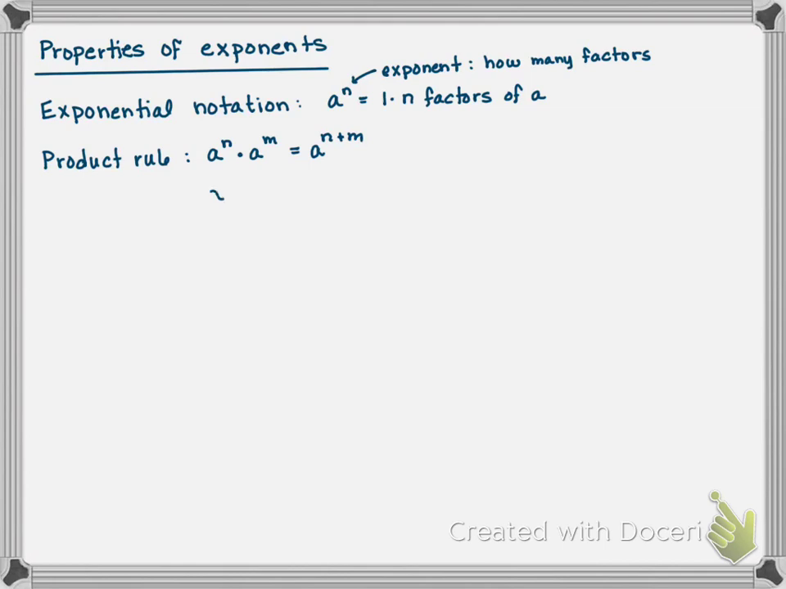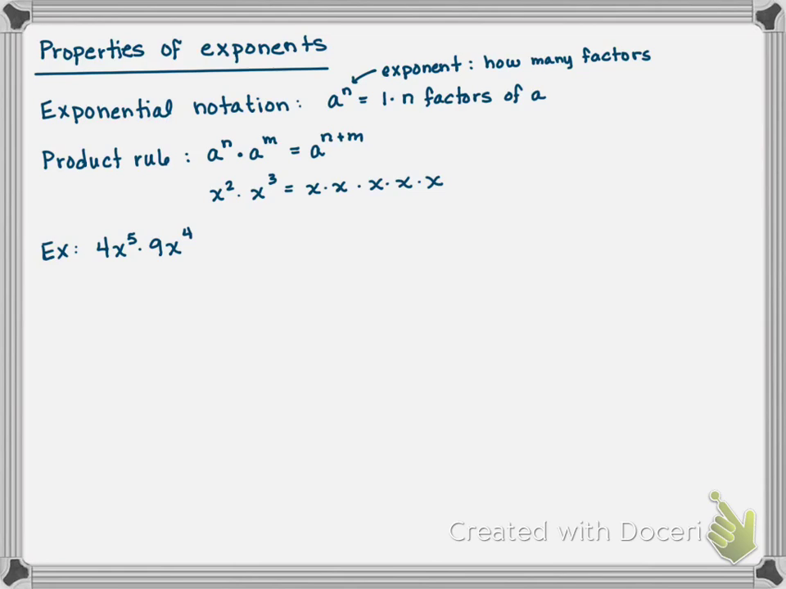For instance, if I have x squared times x to the third, I have 2 factors of x, and then I multiply by another 3 factors of x. Altogether, I'm going to have 5 factors of x. So that counter is just increasing by 3 when we multiply by another 3 factors of x. And here's an example: 4x to the 5th times 9x to the 4th.